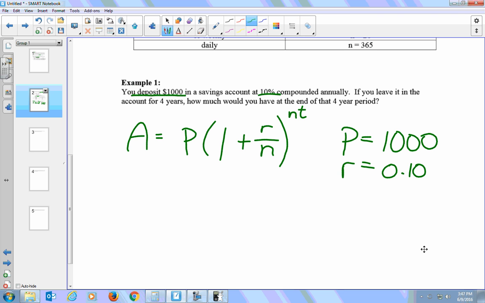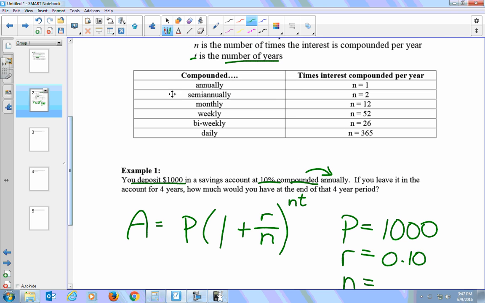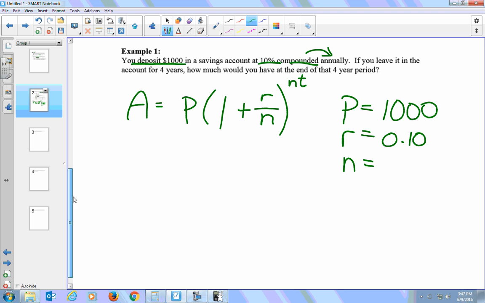Our time, or sorry, I forgot the number of times compounded. So it says compounded. If you find the word compounded, look to the right. The word to the right tells you how often, and it indicates what your n value will be. So we said annually means once per year, so our n becomes 1. If you leave it in the account for 4 years, that is our time, because time is always measured in years.